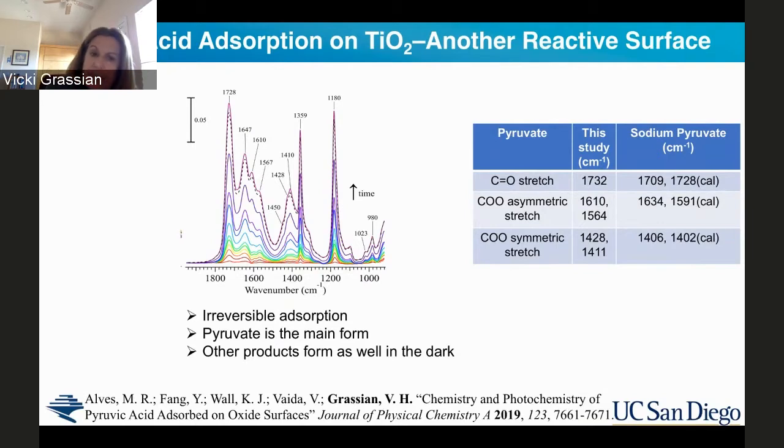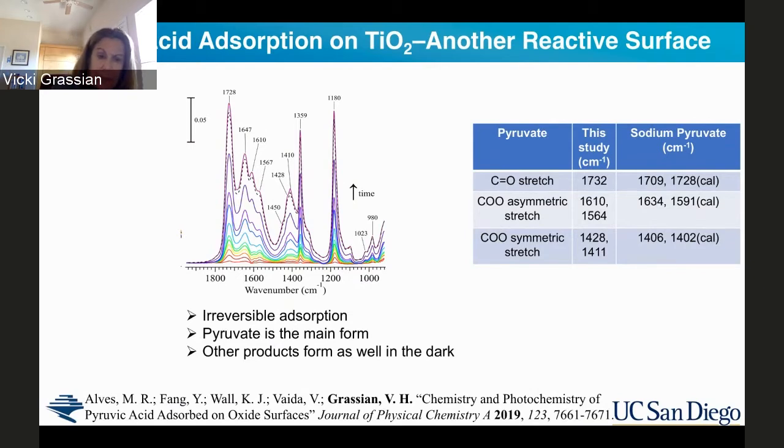And here we had set the gas phase pressure. We look at how the bands grow in as a function of time. And we see something very similar when we pump out the gas phase. We get the dashed spectrum shown there, showing that this is staying strongly bound to the surface. We also propose that pyruvate is the main form, but again, we form these other products as well.